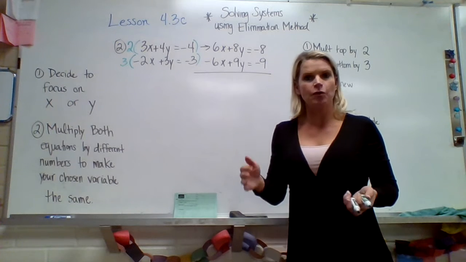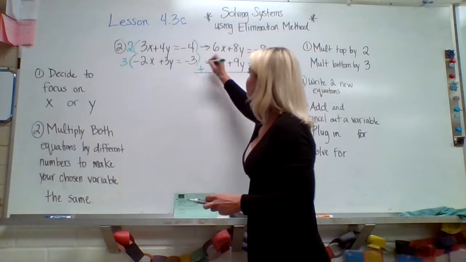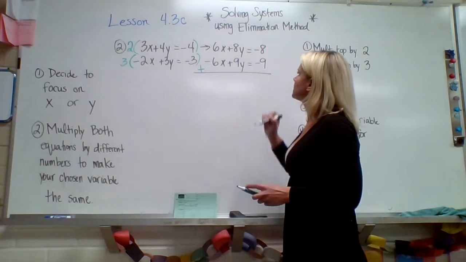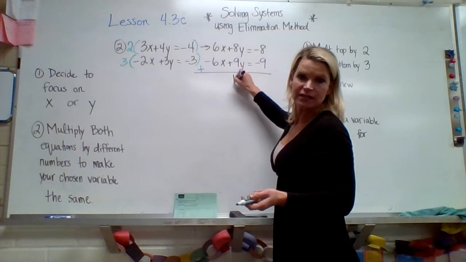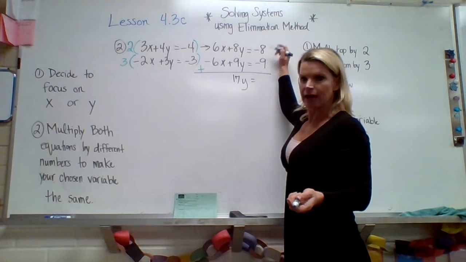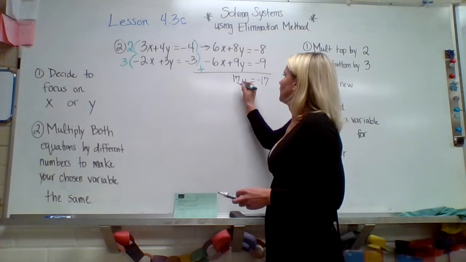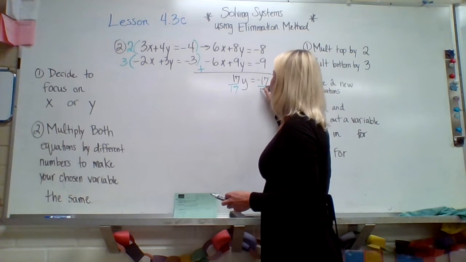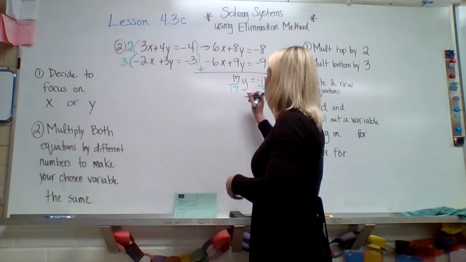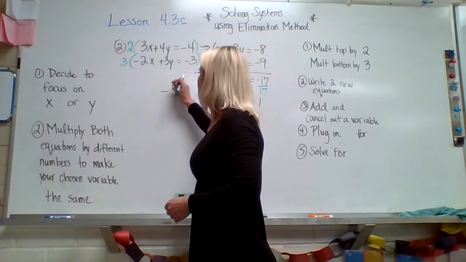My x's are now both the same number with opposite signs, so I'm going to add this system. My x is going to cancel out. 8 plus 9, 17. Negative 8 plus negative 9, negative 17. Nice, easy. They're not always this easy, but I got 1 in my last problem and I got a 1 for this one, so it's just helpful when the numbers are easy. So I know that y is negative 1.